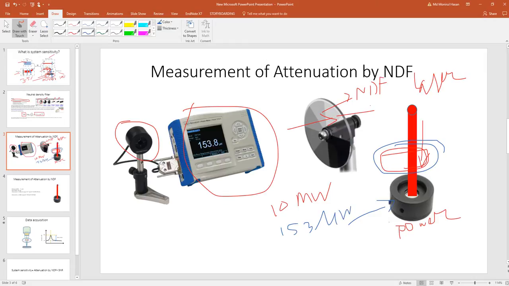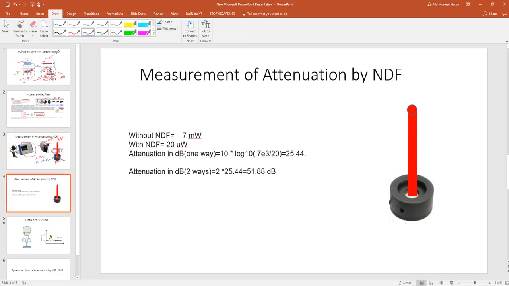So these are the two readings you need to know, to see how much the power is reducing. So you can use this calculation. This is without the neutral density filter, what is the maximum power, and this is with. So one way is to calculate what is before, or without, divided by what is after. So this is 25.44 dB.